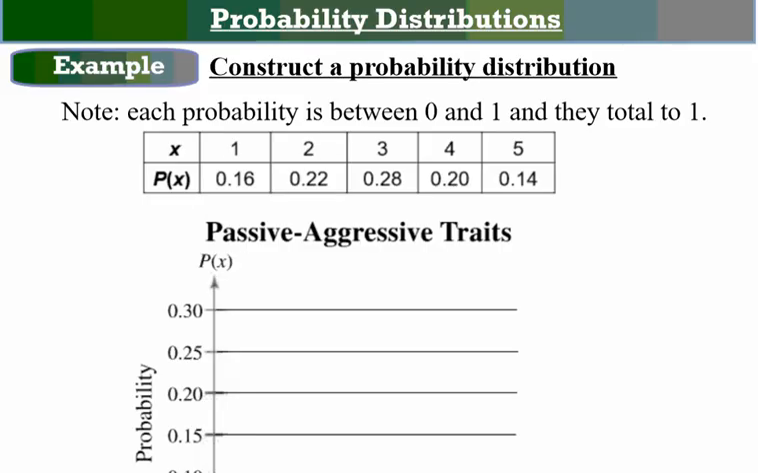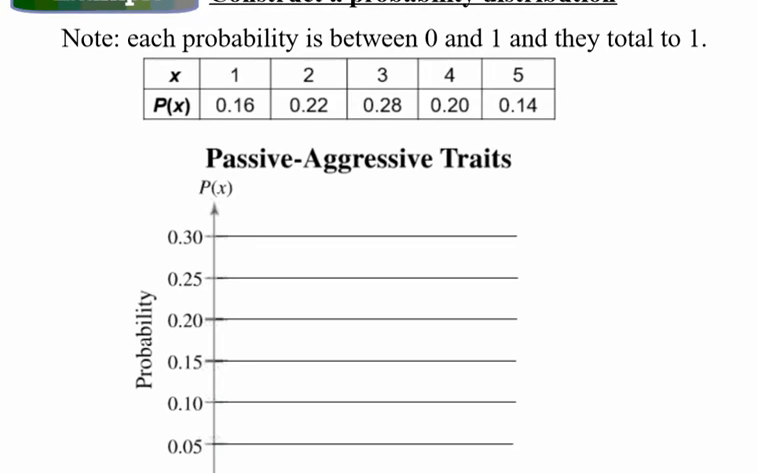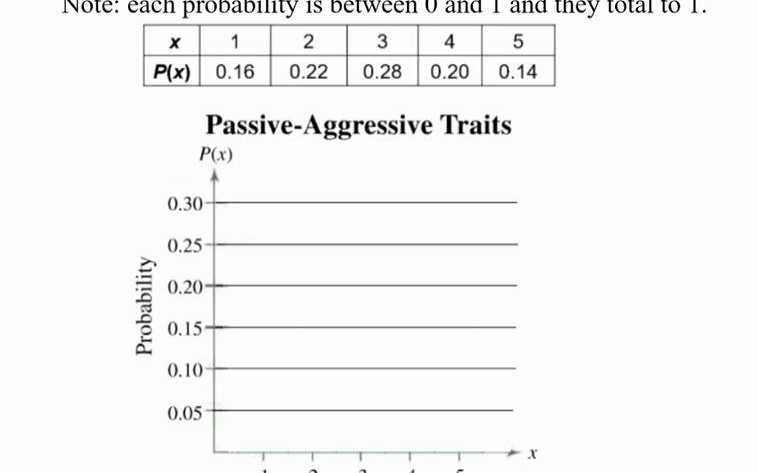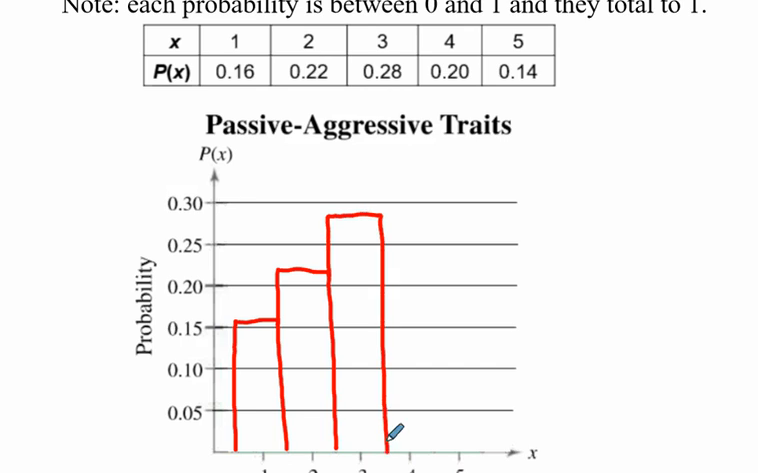Now we're going to construct the histogram for it. Probability of getting a 1 was 16%, so that would be here. Probability of getting a 2 was 22%, it'd be about there. Probability of getting a 3 was 28%, about there. Probability of getting a 4 was 20%, which would be there. Probability of getting a 5 was 14%, should be right about there.